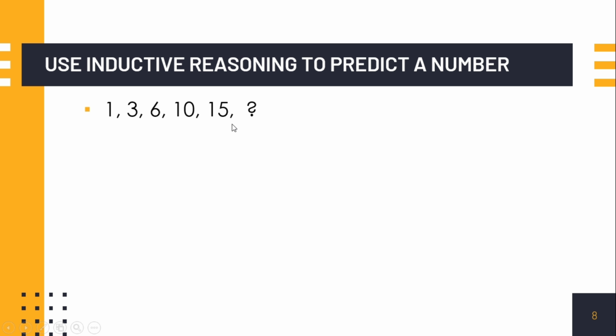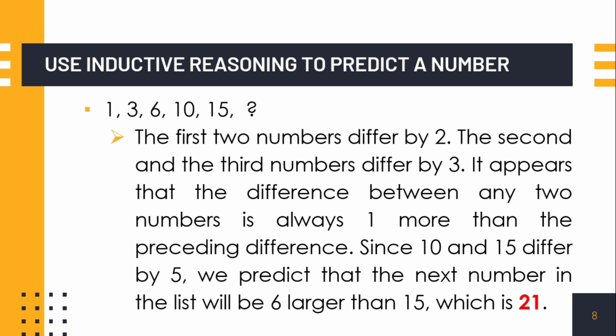So you will notice that you're going to add 6 to 15. By using inductive reasoning, the first two numbers differ by 2, and the second and third numbers differ by 3. It appears that the difference between any two numbers is always 1 more than the preceding difference. Since 10 and 15 differ by 5, we predict that the next number in the list will be 6 larger than 15, and that is 21.